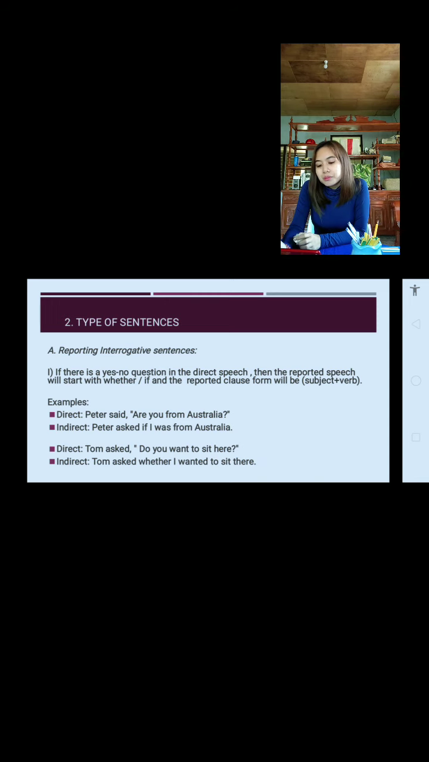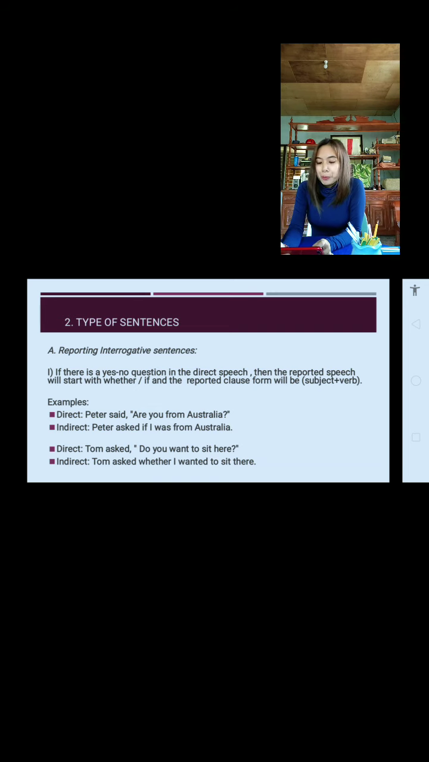So, example, Peter said, "Are you from Australia?" So we'll transform it to indirect speech. It will become, Peter asked if I was from Australia. It will no longer be said because, remember, we will emphasize the intention of the speaker. So Peter is asking. Obviously, there is a question mark. So we will use the word asked. Peter asked if I was from Australia.